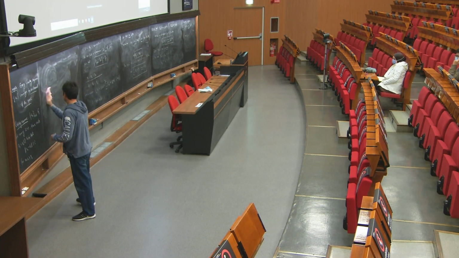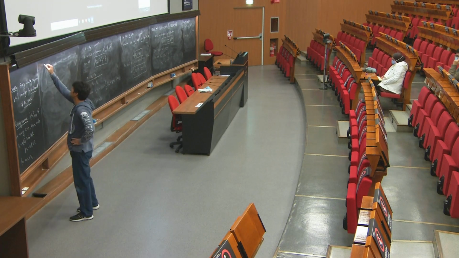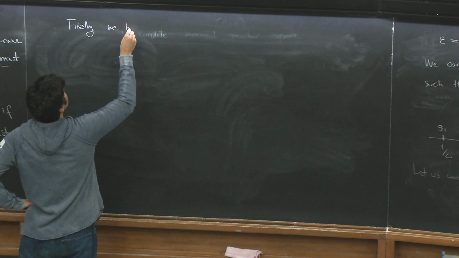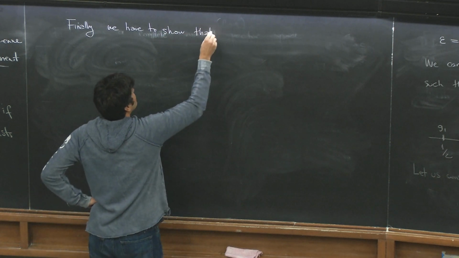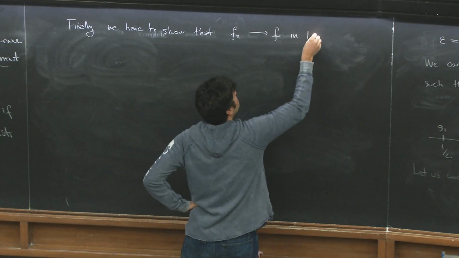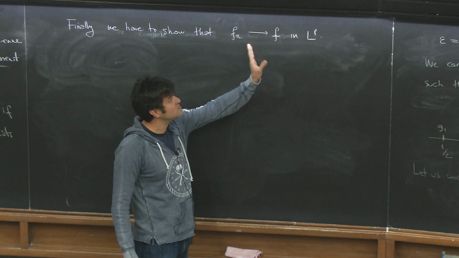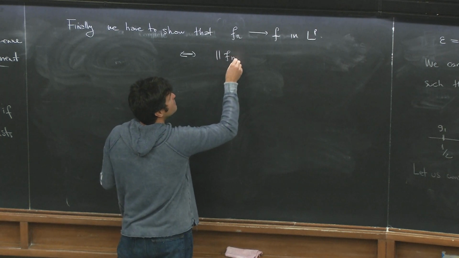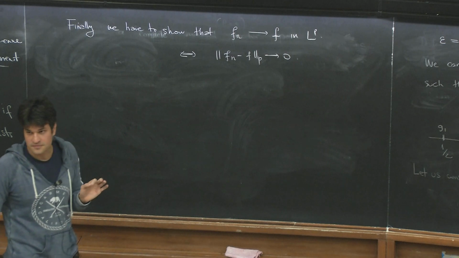Finally, we have to show that Fn, your sequence, converges to f in LP. Okay. This sequence converges to this function in LP is the same as saying that, remember, Fn minus f in LP goes to 0.